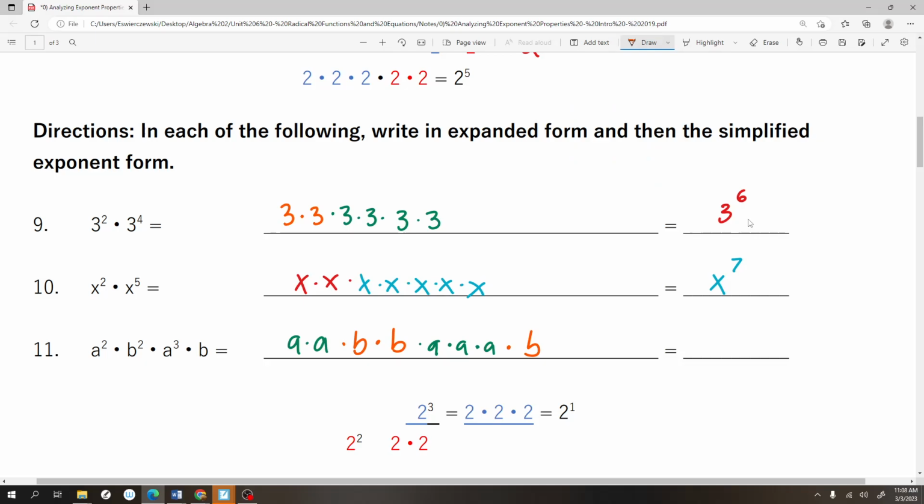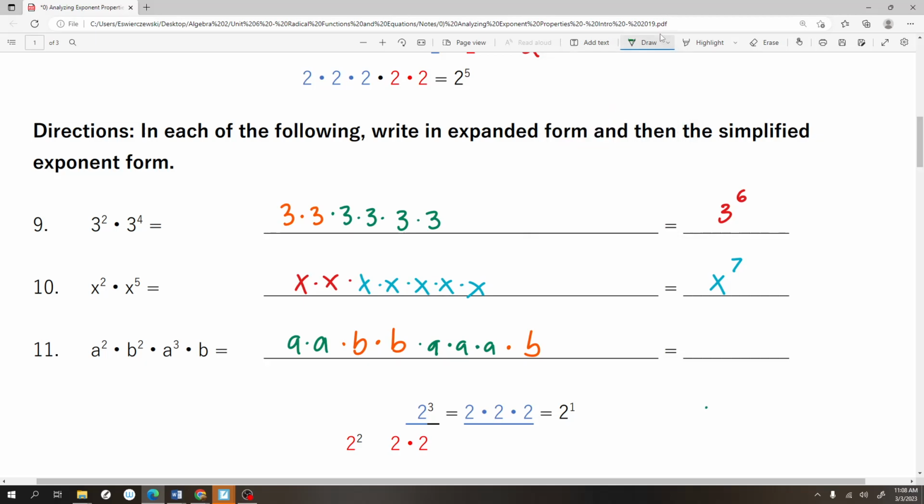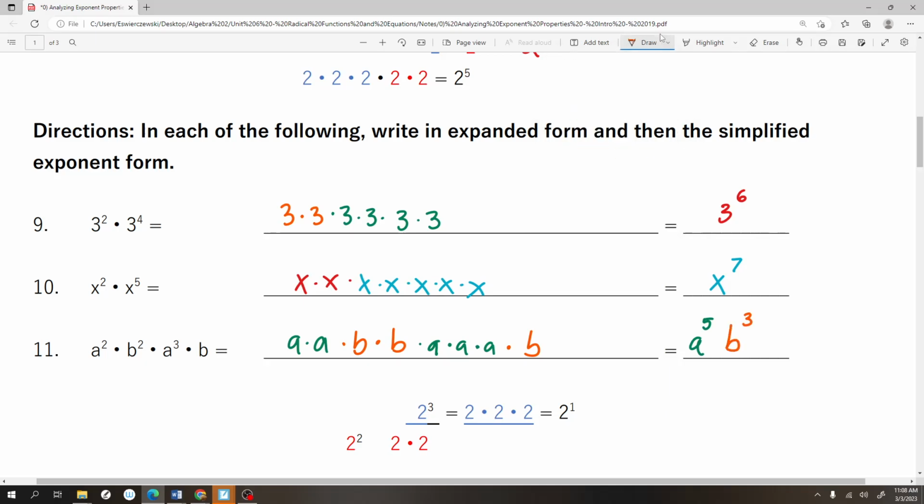So you can think of multiplying all these A things in the front and all the B things in the back. So how many A's are you multiplying? You're multiplying 5 A's by themselves. A to the 5th times B to the 3rd.